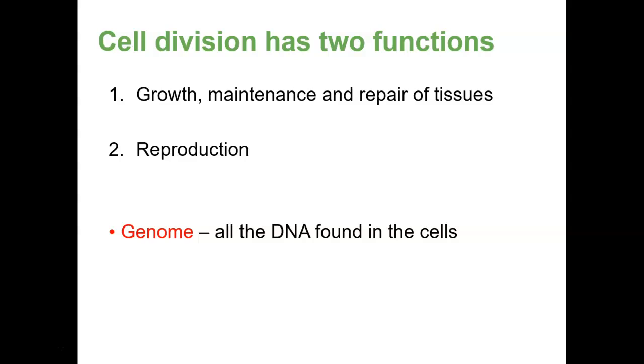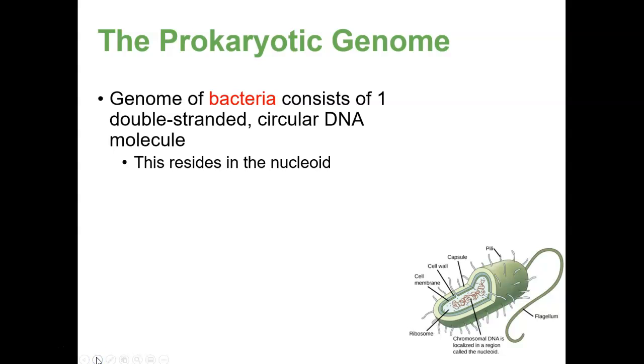In both of these cases, we will make use of the genome, which is where we find all the DNA found in the cells. So if we take a look at the different genomes that we find in prokaryotic versus eukaryotic cells, we'll start with prokaryotic, or the bacteria. So the genome for bacteria is the more simple of the two. It's a single double-stranded circular DNA molecule.